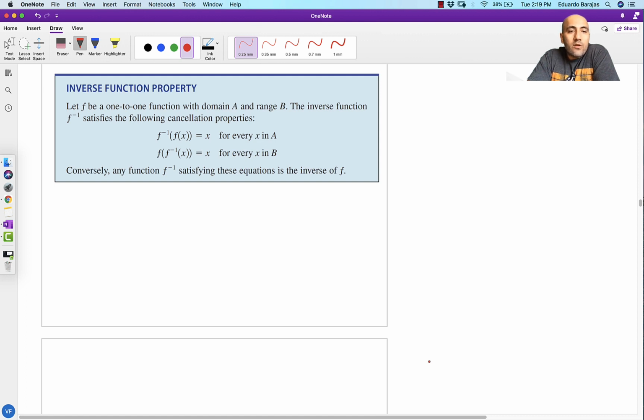So let f be a one-to-one function with domain A and range B. The inverse function, f inverse, satisfies the following conditions: f inverse of f of x equals x for every x value in A, and f of f inverse of x equals x for every value in B. Conversely, any function satisfying the same equations is the inverse of f. So if we can show that this is true, this is how we can show that these two functions are in fact inverses of each other. So let's see.